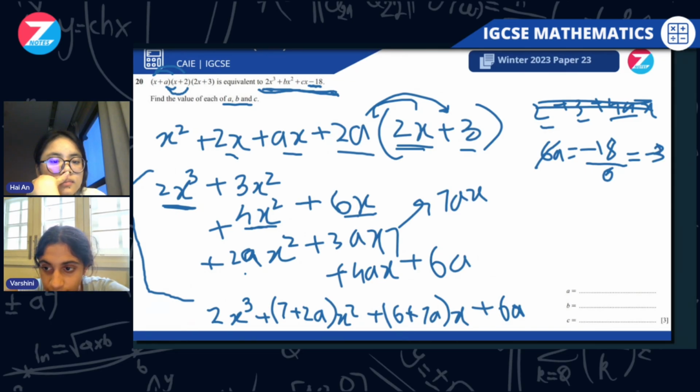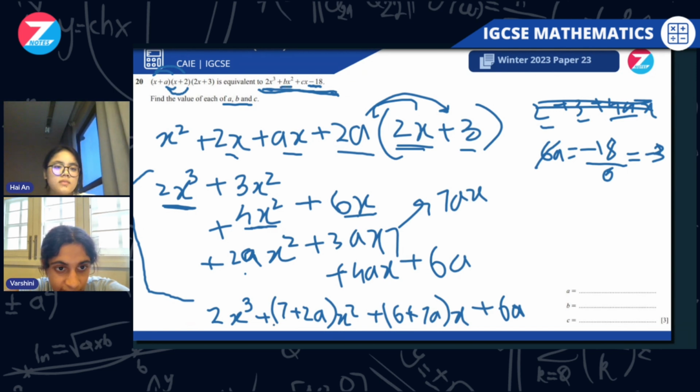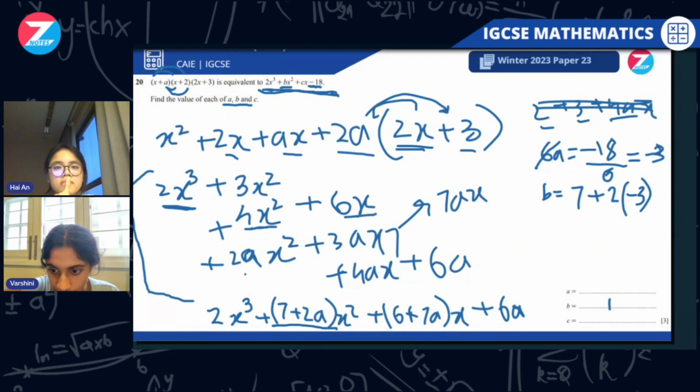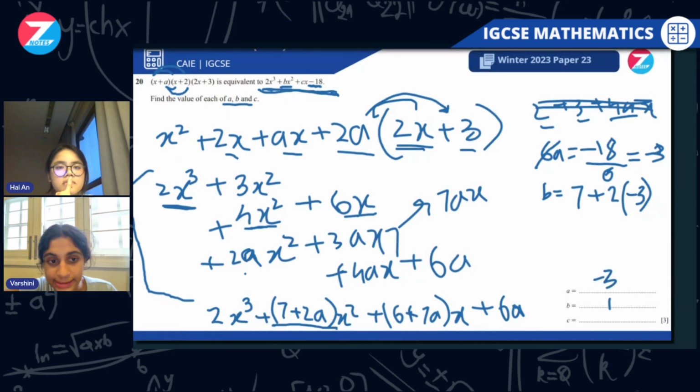Now that we have this, we can find the other terms. We know b is the coefficient of the x squared term. Our coefficient of x squared is 7 plus 2a. So b is going to be 7 plus 2 into minus 3, which we've calculated a to be. If you put that in your calculator, 2 into minus 3 plus 7, that is going to give us 1. So b is 1. We can also write a over here, which we found to be minus 3. And lastly, we have c.